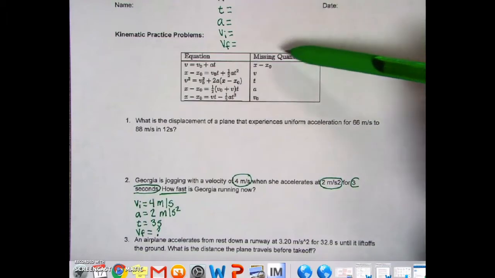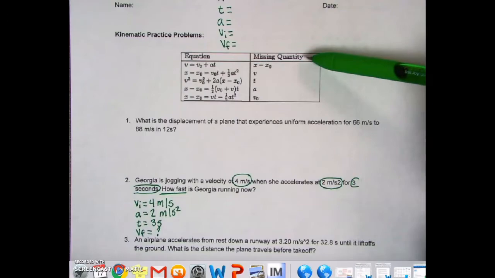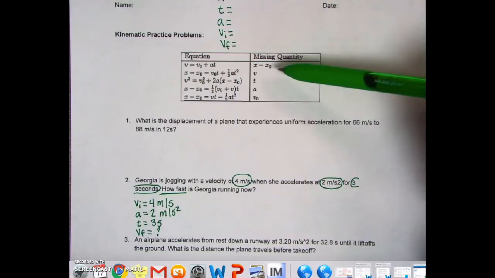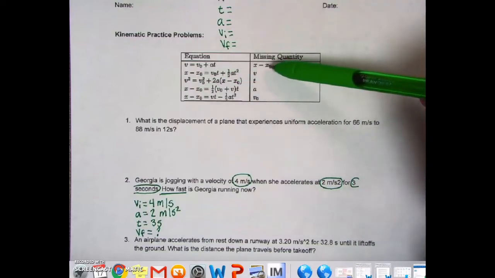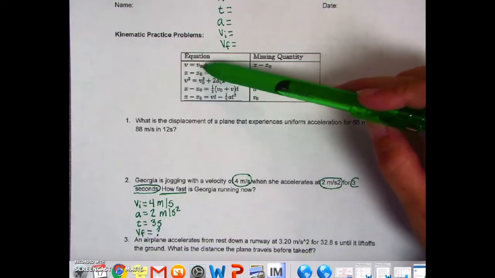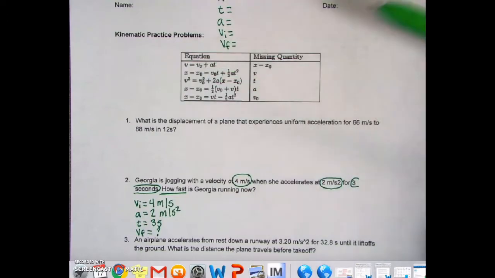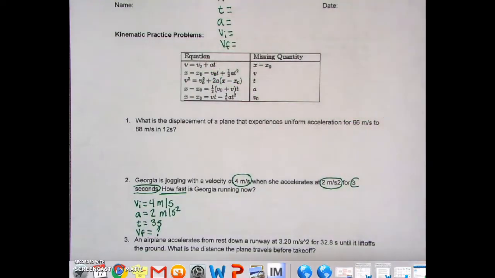The way you use this second column on this chart is the missing quantity. That stands for the quantity that we're not worried about and that we're not looking for. We already stated that was displacement. So you can see this first equation does not involve x. Remember, x is displacement. This equation has V, which is VF, and this little 0 is initial velocity. Sometimes in physics they use different symbols to signify things, but that is VF equals VI plus AT. So we're going to pick that equation.